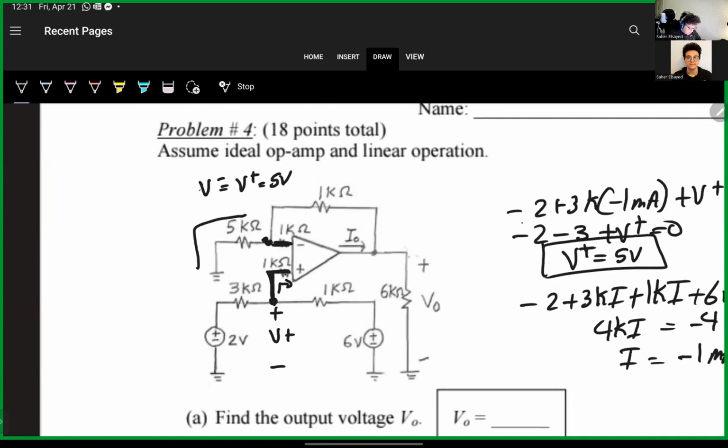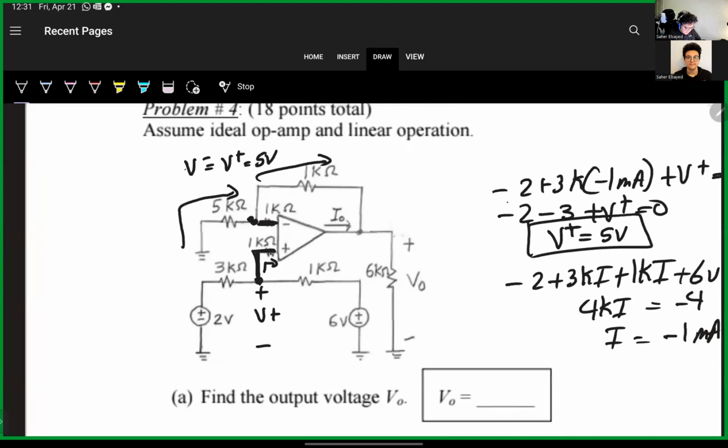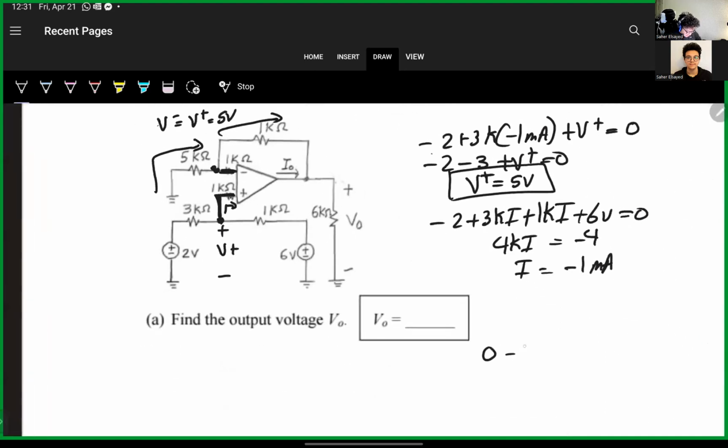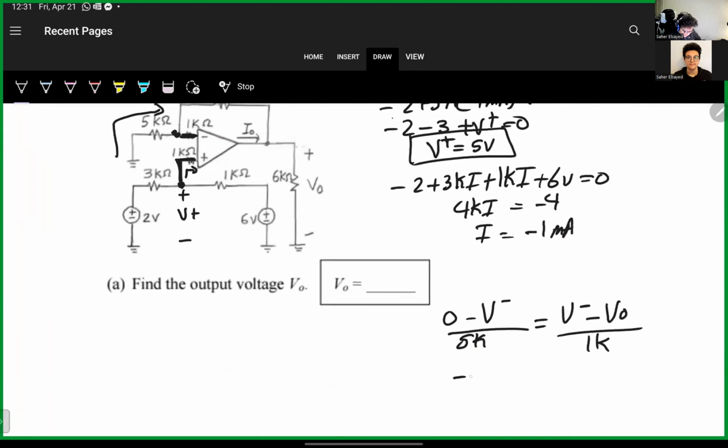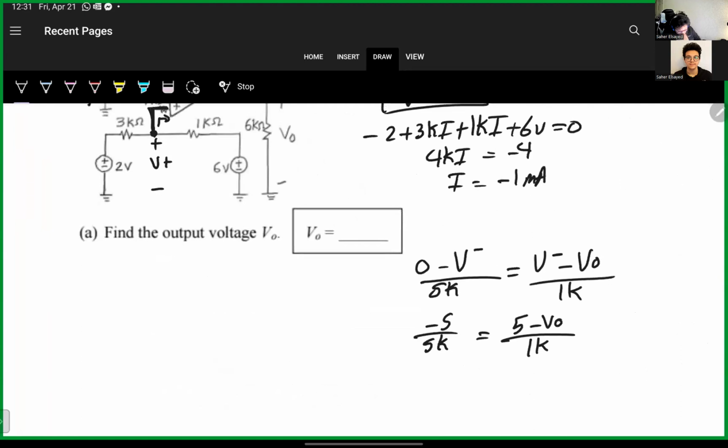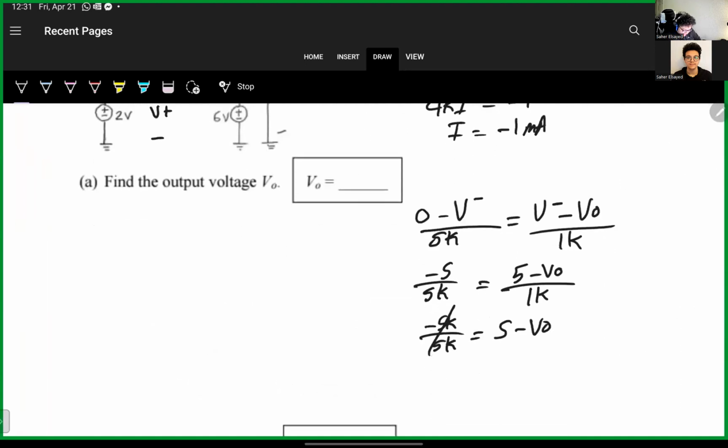So we know that our current here is the same current going here. So 0 minus V minus divided by 5K is equal to the same current as V minus minus V out divided by 1K. V minus is 5. So -5 divided by 5K is equal to 5 minus V out divided by 1K. If we multiply this here, so -5K divided by 5K is equal to 5 minus V out. This cancels out to be -1 equal to 5 minus V out. So V out is equal to 4 volt.